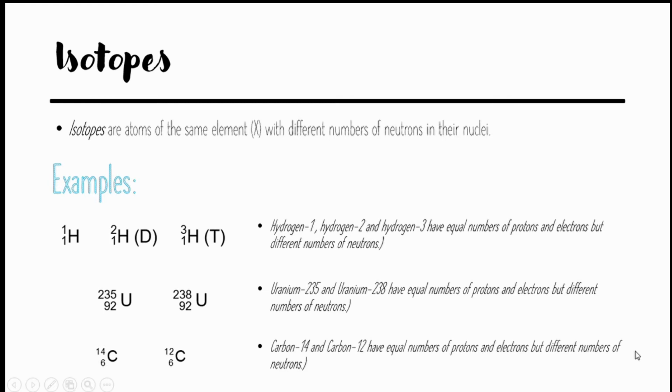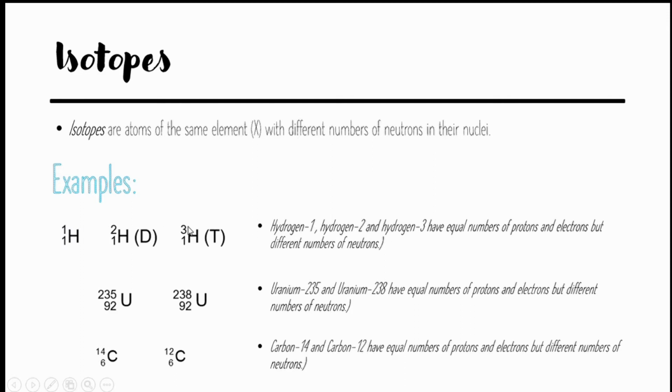Isotopes. Isotopes are atoms of the same element with different numbers of neutrons in their nuclei. For example, H-1, H-2, H-3. Hydrogen 1, hydrogen 2, hydrogen 3. The 1 represents the mass number. So 1, 2, and 3.